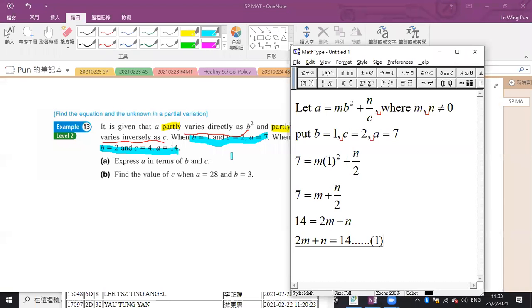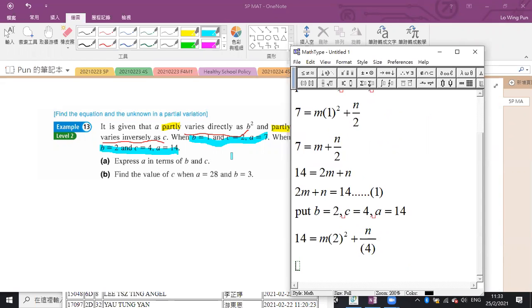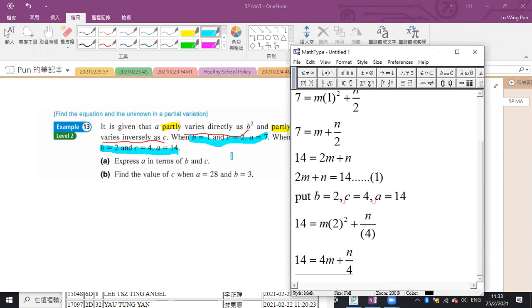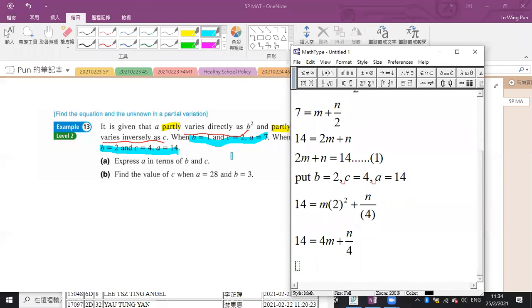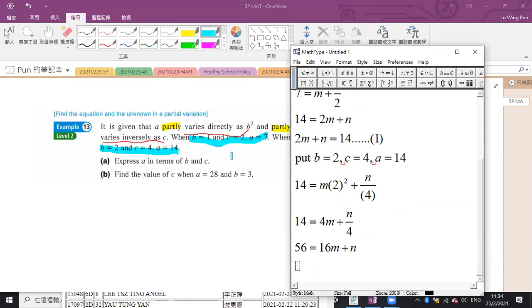Then we just put them into our equation: B equals 2, C equals 4, and A equals 14. So 14 is equal to M times 2 squared plus N over 4, which is 4 times M plus N over 4. Again, we do not like a fraction, so we multiply every part by 4. 14 times 4 is 56, and 4M times 4 is 16M plus N. Then write this on the left-hand side and label this equation 2.